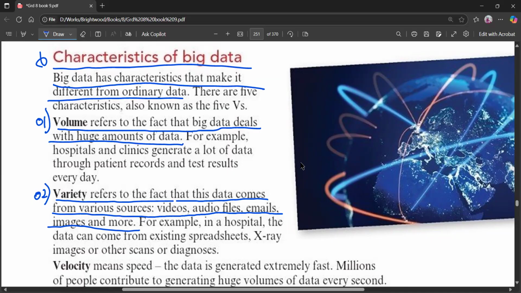Okay, can you write this down? First of all, write them. What are the characteristics of big data? Big data has characteristics that make it very different from ordinary data. So it has characteristics like volume, variety, velocity. We did discuss that. First of all, write these two. Underline part always. Write it. Yes, write it down.